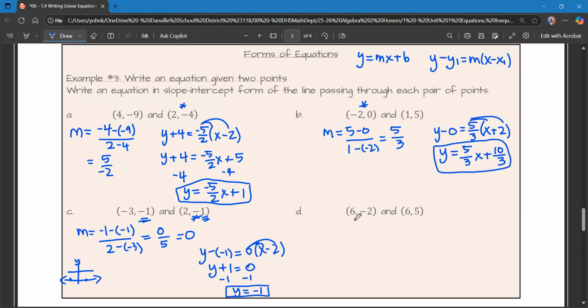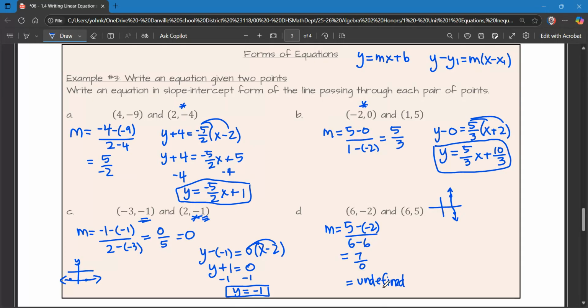Okay, letter D, (6, -2) and (6, 5). So let's do slope as 5 minus -2 over 6 minus 6. That gives us 7 over 0. Ooh, that's an undefined slope. Undefined. So if you draw a picture, (6, -2) is like right here, and (6, 5) is like right here. Well, that's a vertical line.